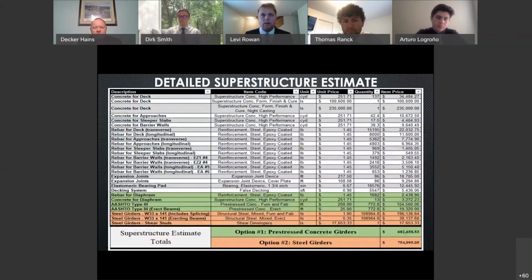A detailed estimate shows a cost comparison of the girders. Both girder options carried similar costs for the decking system, but total costs for pre-stressed concrete girders ended up about $70,000 cheaper than steel girders for the 100th Street Bridge.